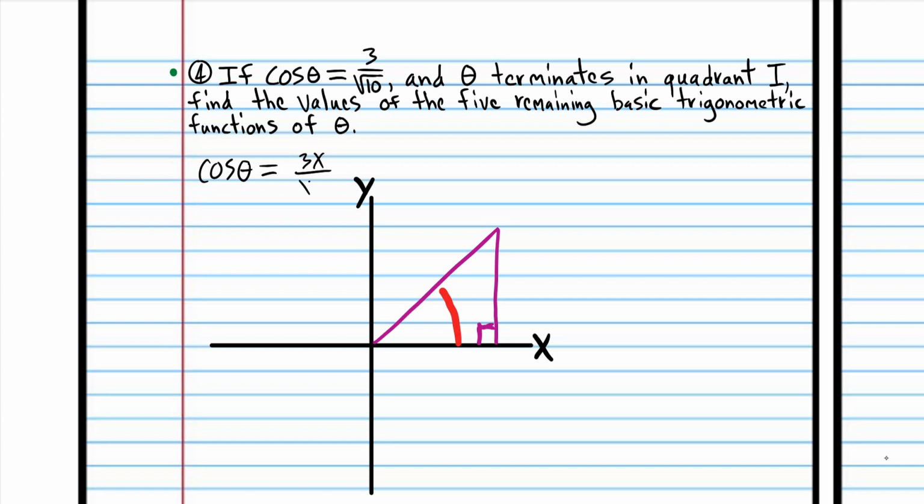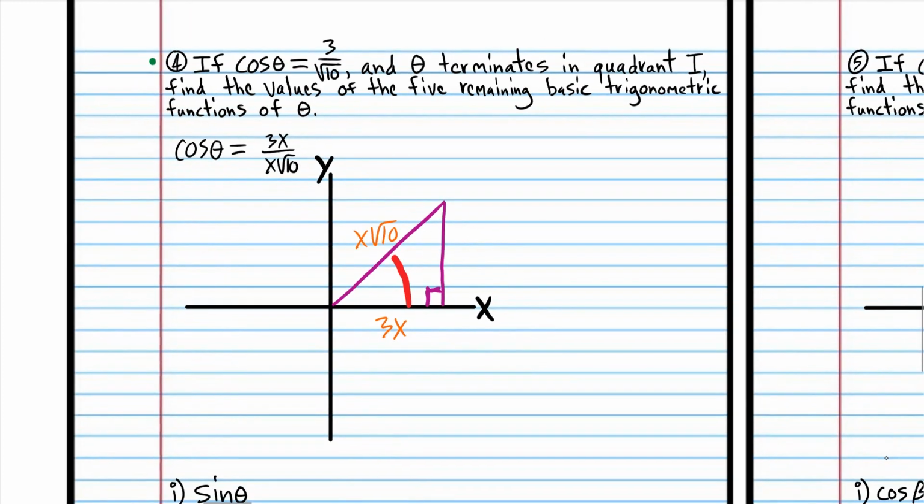So 3x over x root 10. We're going to let these be the actual sides. So cosine is adjacent, the adjacent side, so that's going to be 3x over the hypotenuse, x root 10. So you're going to let x equal 1 to make things convenient and use the Pythagorean Theorem to find this missing side.